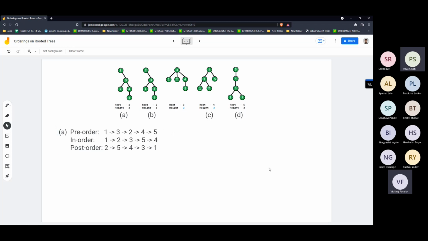Yes, sir. Okay. So next, who wants to try? Priya, you want to try? Example D is the same thing, but just the reverse. So take that as homework, okay? Just the labels have been changed, but the shape is the same. So example C. Priya, you want to try example C? Yes, sir. First one is pre-order.